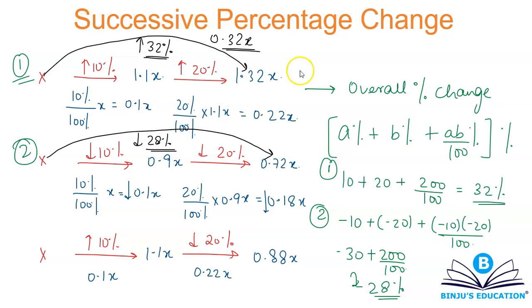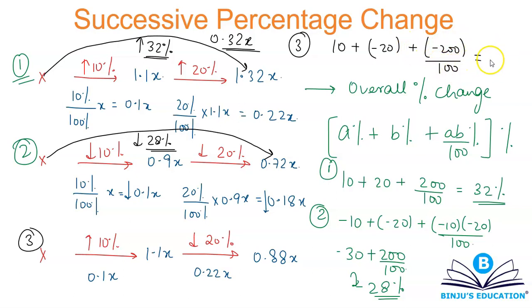Let's do it for the third one also. So the third one is this, and I'm writing the third one on the top. So increasing by 10, so positive 10, decreasing by 20, so minus 20, plus 10 into minus 20, that is minus 200 by 100. So this is like minus 12%.